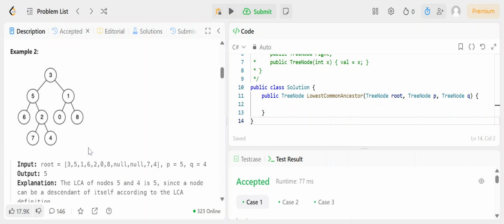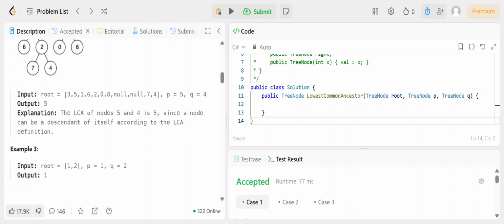So here we are given P and Q, and here P is 5, that means the first node is 5 and the second node is 4. Here you can see 5 and 4, and we can say 5 is an ancestor to itself and 5 is an ancestor to 4 also. So the common ancestor for both of them is 5 only. We can't say 2 is an ancestor for 5 because it is a child of 5, right? So only 5 is an ancestor for 5, and 5 is also an ancestor to 4.